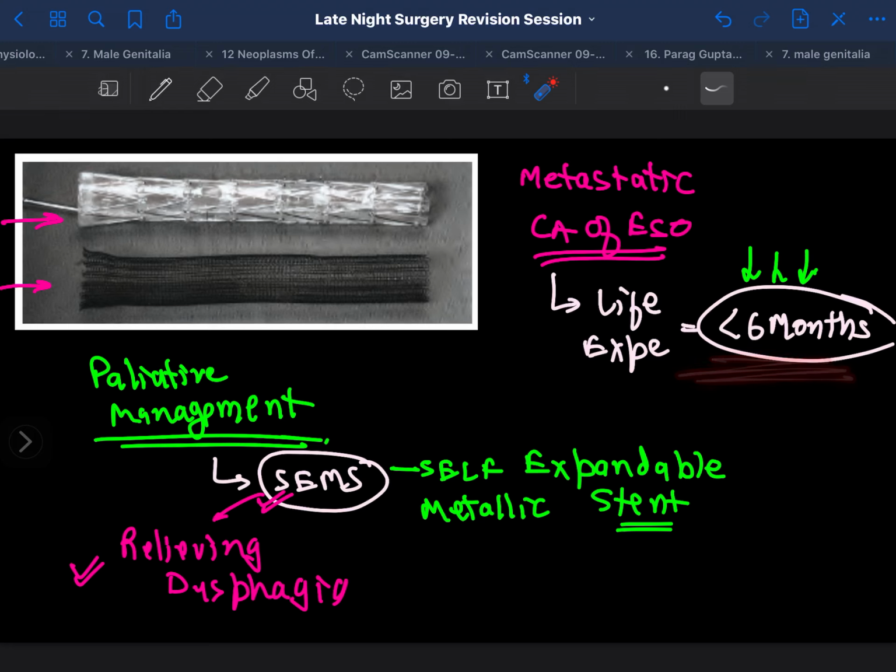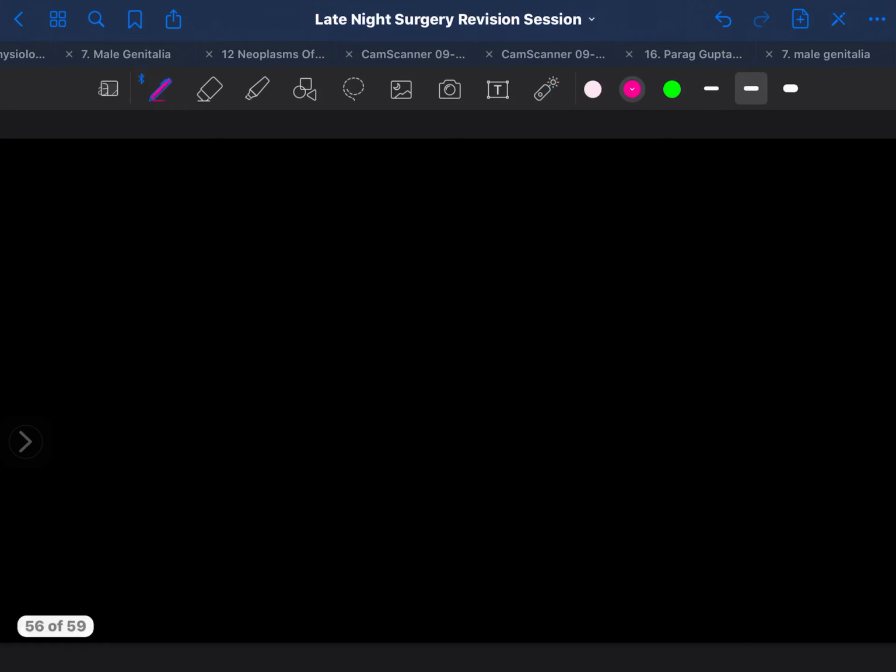Then we talked about, if there is a metastatic carcinoma of the esophagus, the life expectancy is less than 6 months. We cannot do anything to save the life of this patient. All we can do is give him or her a reasonably symptom-free life for whatever life the patient has. In order to do that, we can use a SEMS, that is a self-expandable metallic stent, which will help us relieve the dysphagia in this patient.